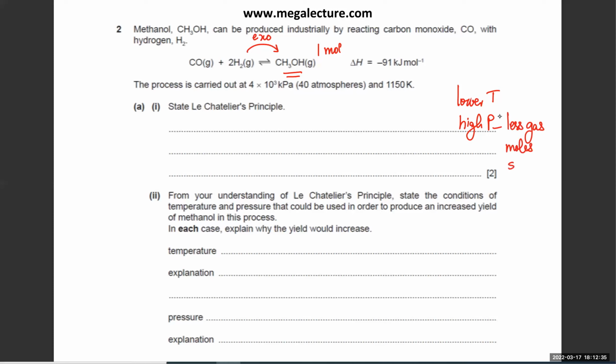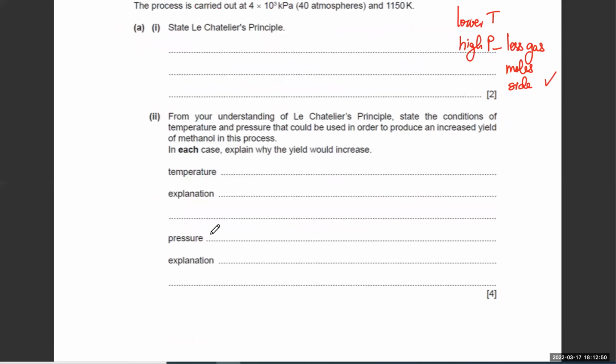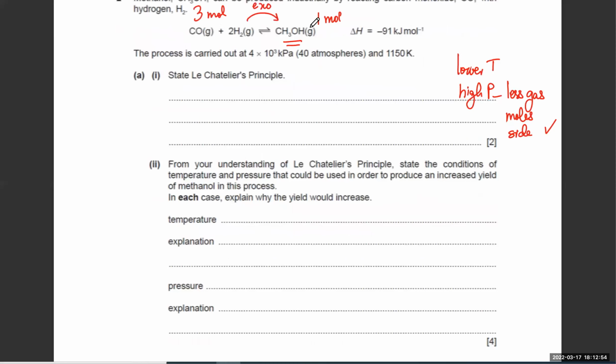Yes sir, got it. To wo less gas mole side jo na back side pe na 3 moles hai aur forward mein na there is 1 mole, so obviously it's going to be high pressure kyunki less gas favor hogi. Theek hai, to ye uski explanation hai ki high pressure would be used because the less gas mole side is favored which is the product side, theek hai.